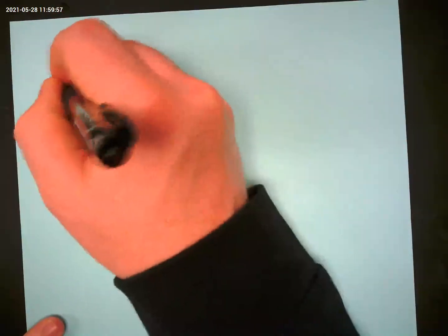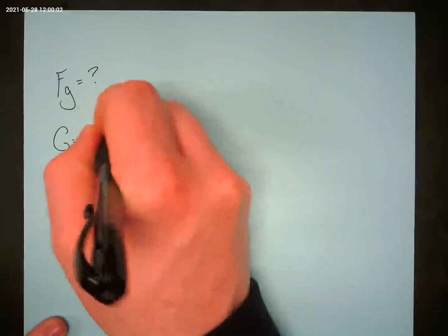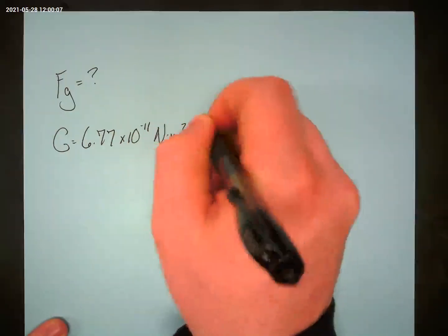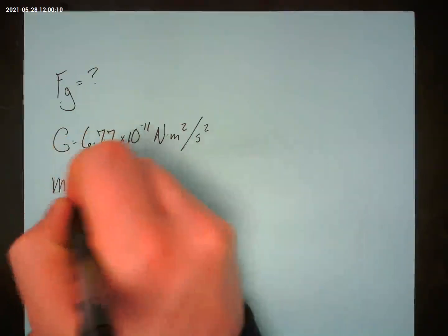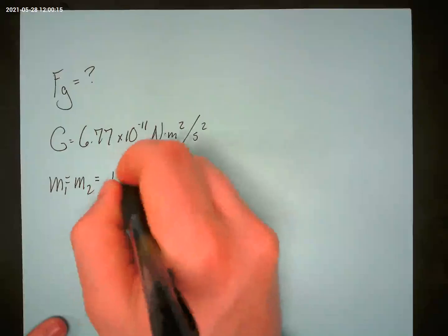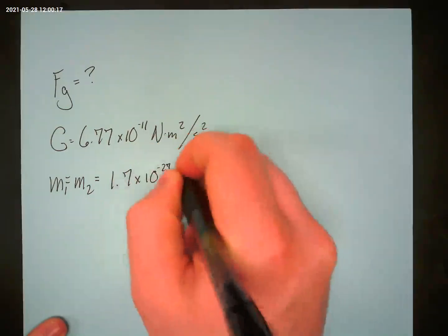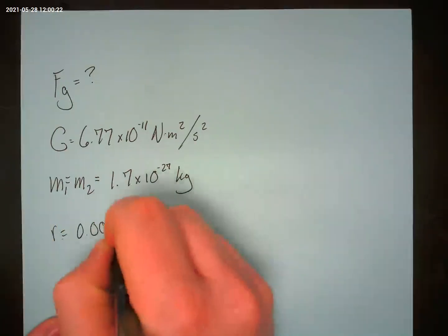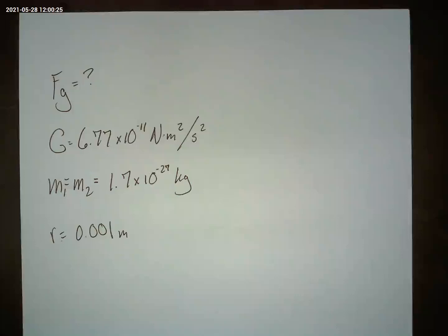Now we've got to compare that with gravity, because even for how small those particles are, there's going to be a gravitational force between them. So we're trying to find F of G, the gravitational force. We've got big G, which is 6.77 times 10 to the negative 11 Newton meters squared per second squared. We also have the mass of the first particle and the second particle, which are the same, 1.7 times 10 to the negative 27 kilograms. And the distance is 0.001 meters.